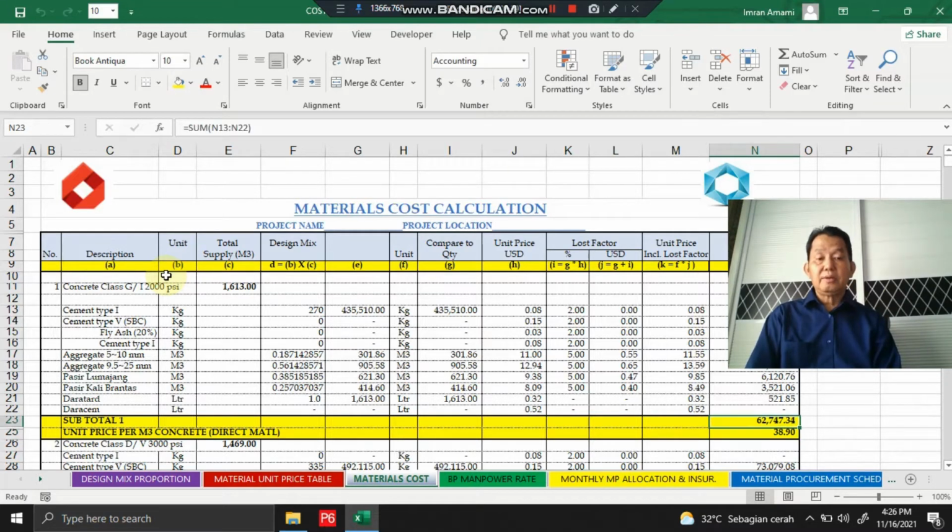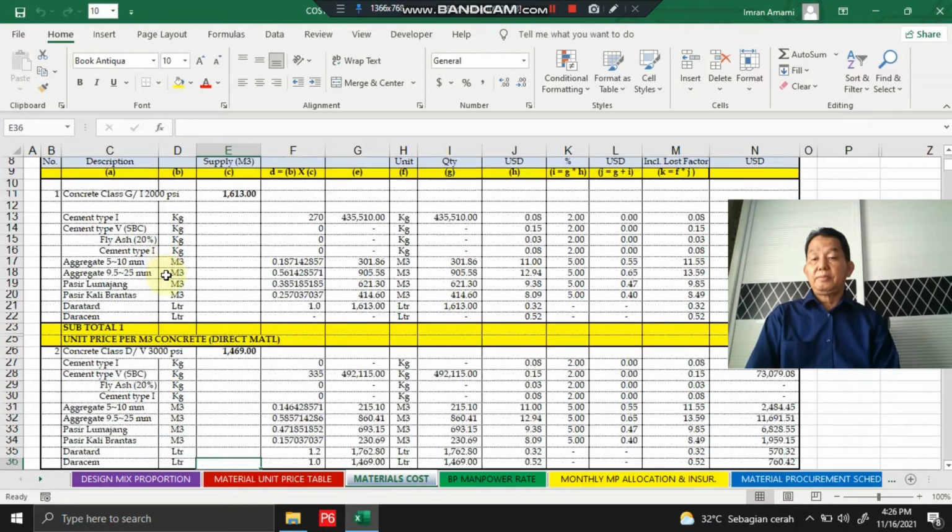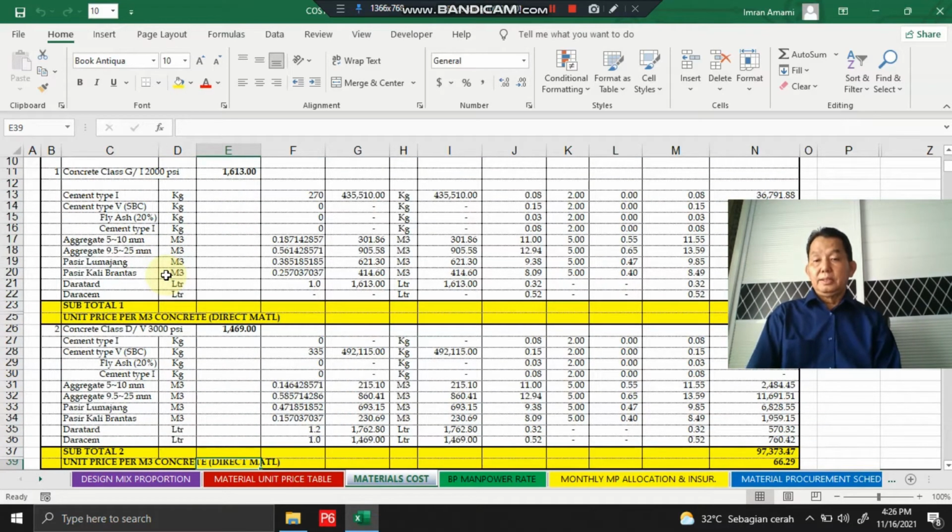Here, the unit price per cubic meter of concrete is found by dividing the total price by the total supply of each class. And this is the material price for the other classes of concrete.